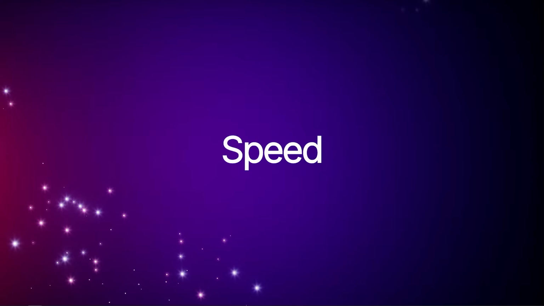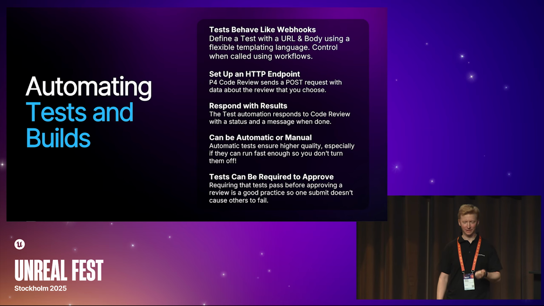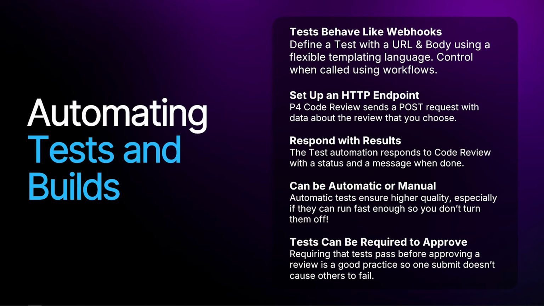Now, let's get back to some more technical stuff. Speed. There are three parts to speeding up your code review process. First, automation and builds and so forth. I don't know if you've seen that in code review, there's an option called tests. These are almost like webhooks, actually. What you can do in code review, in the UI, and I'll show you a screenshot in a second, is define a URL and a body, and we have a templating language, and you define this test, and then you set up an endpoint somewhere else.